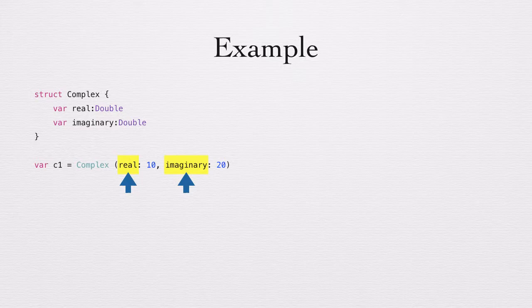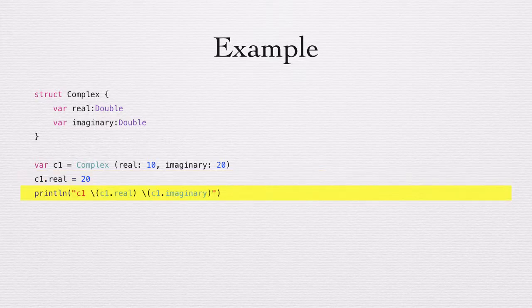Note that the two parameter names shown here are same as the corresponding property names. It is mandatory to include these external names when you call the initializer. Omitting them generates a compile time error. This statement modifies the value of real property. You can verify the modifications by printing the property values in a print statement.